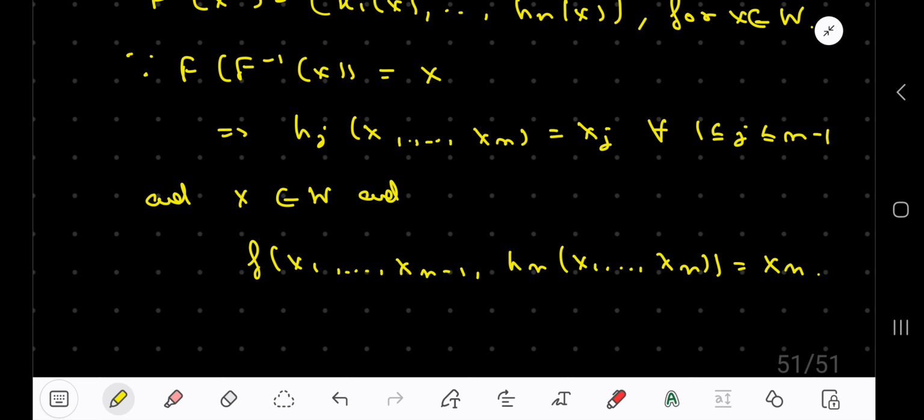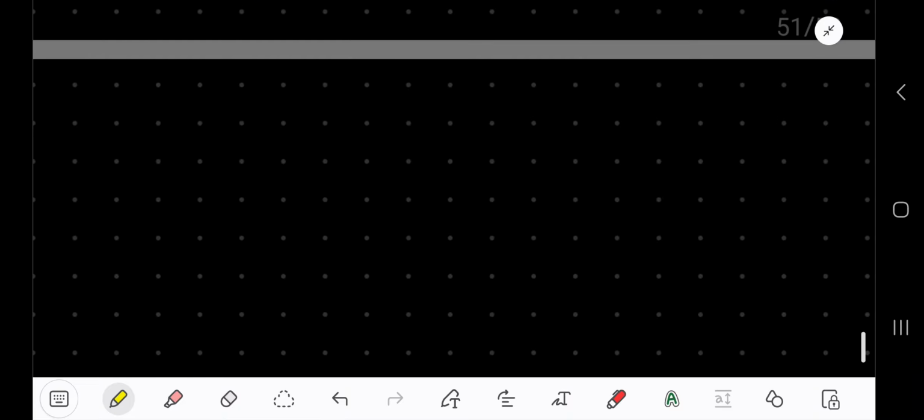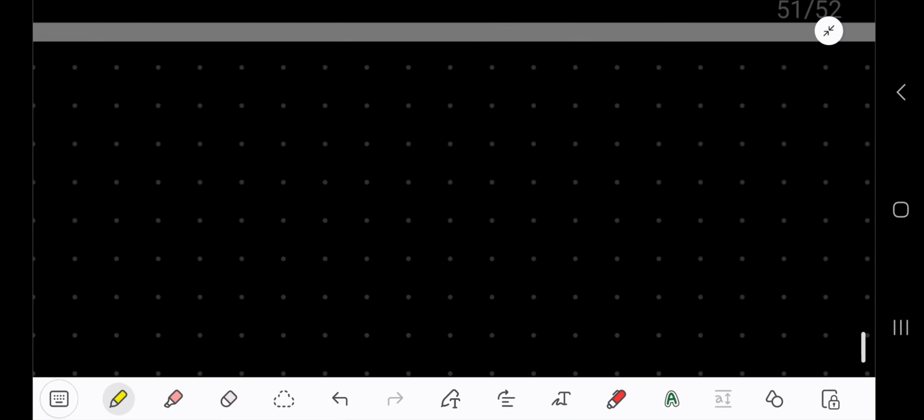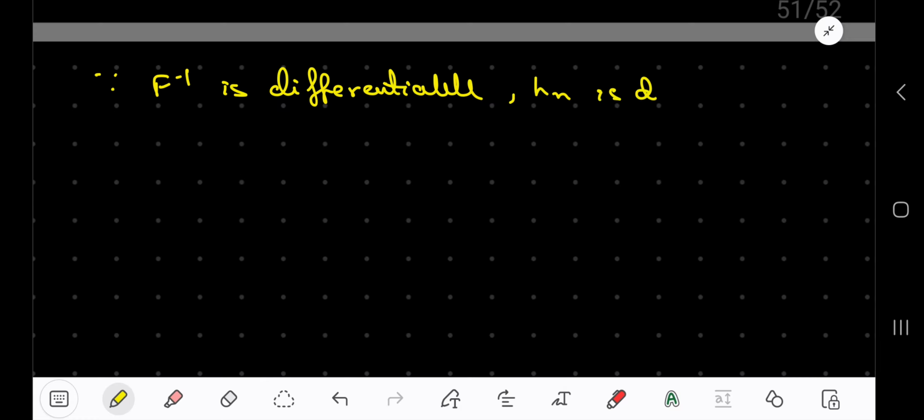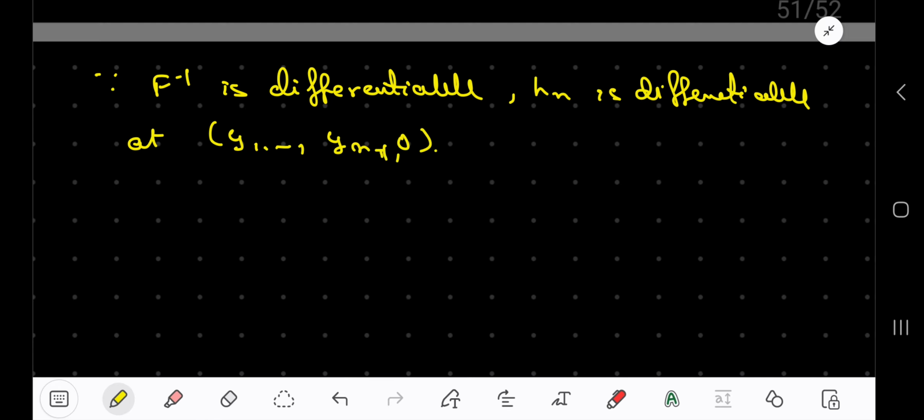Just go through the statements and you will get to know what's happening. You need to write it along with me, and then by analyzing each step you will understand what's happening. And it is quite easy to observe that since f inverse is differentiable, each hn is differentiable. Sorry, not invertible, differentiable. Extremely sorry. Since f inverse is differentiable, hn is differentiable at this coordinate, y1 till yn minus 1, 0.